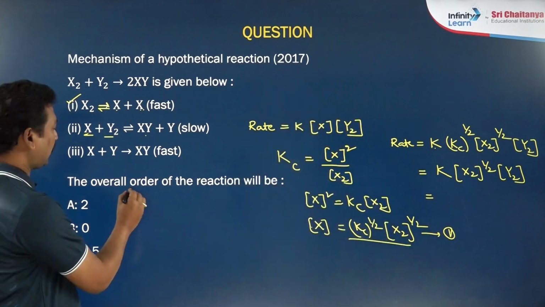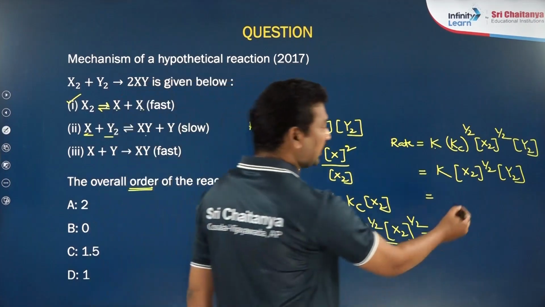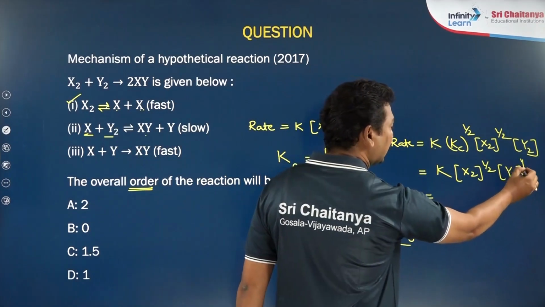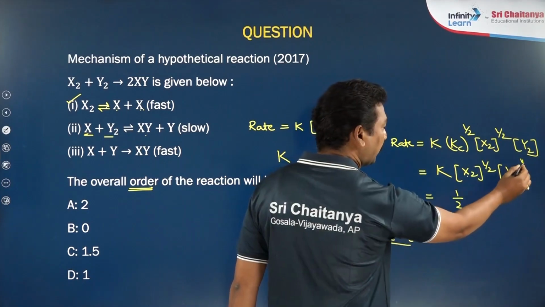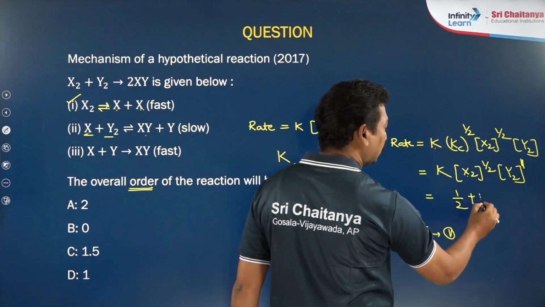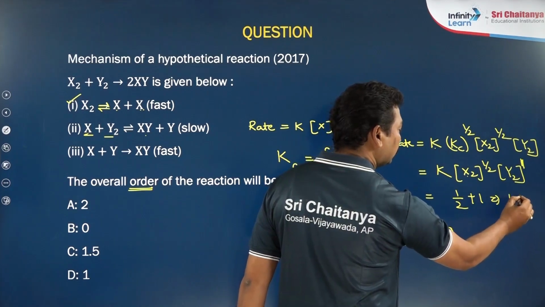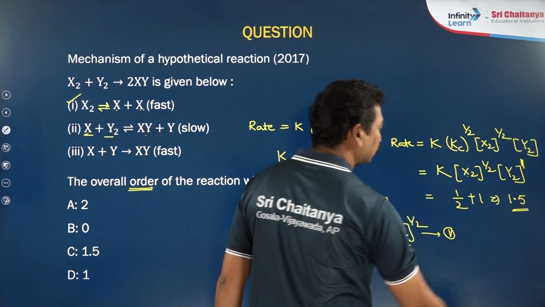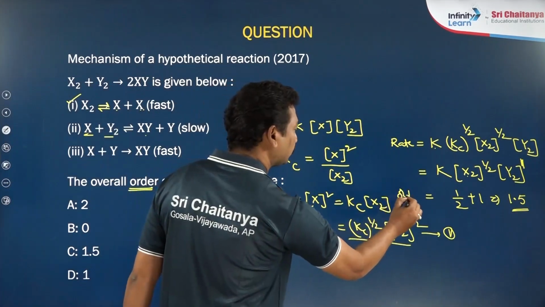Coming to the order of the reaction, the overall order. How to calculate the overall order? It is the sum of the powers of the concentration terms. What is the power of x2? 1 by 2. What is the power of y2? 1. Which is 1.5, or 3 by 2. That is the overall order of the reaction.